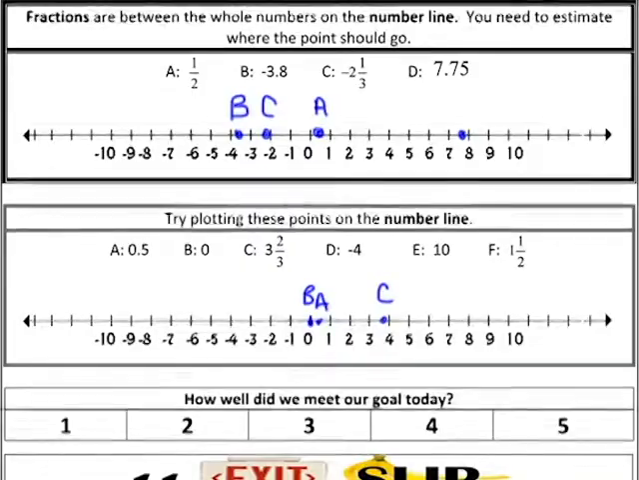D is -4. Those integers are a lot easier to plot. No thought involved, really. E is 10. And F is 1.5. So it's between 1 and 2, exactly 1/2 between 1 and 2.